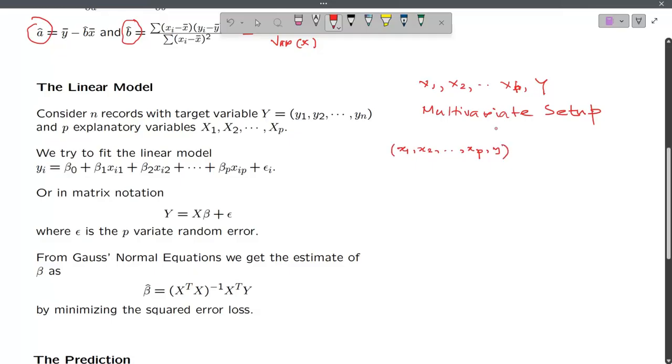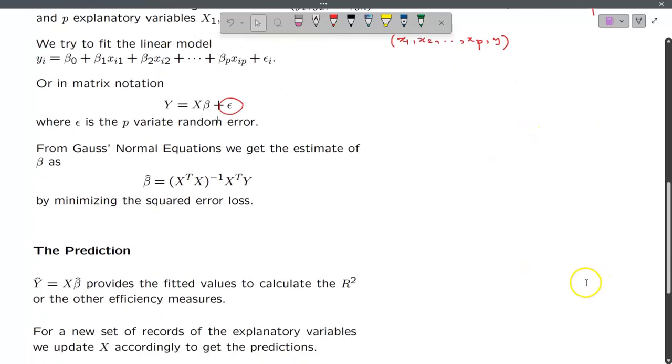Now we can't draw a scatter plot because the number of variables is more than 2. So we go algebraically. We try to fit a linear model yi equal to beta 0 plus beta 1 xi1 plus beta 2 xi2 plus dot dot dot beta p xip plus epsilon i. In matrix notation it becomes very easy. Y equal to X beta plus epsilon, where epsilon is the noise or the error. Gauss first tackled this problem and he came up with the theory of errors.